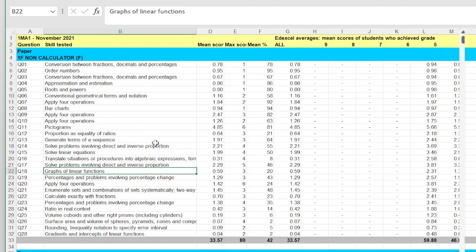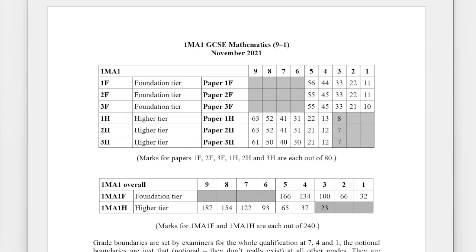And then I will also bring up grade boundaries for this paper. Okay, so this is from Edexcel. So these are the grade boundaries that they awarded for that paper. This is the foundation paper 1. So on that paper alone, you needed 44 for a grade 4 and 56 for a grade 5. And then that's the overall paper grade boundaries.